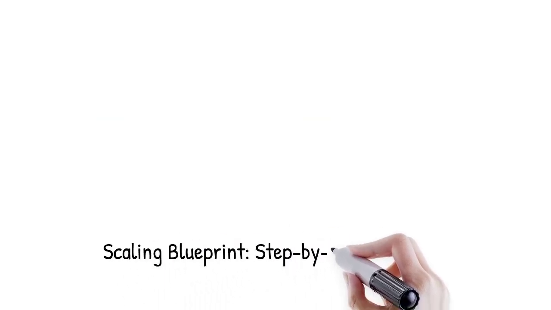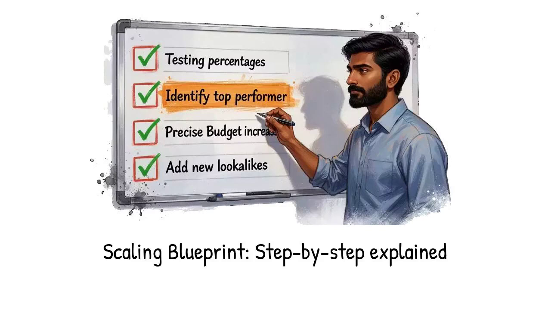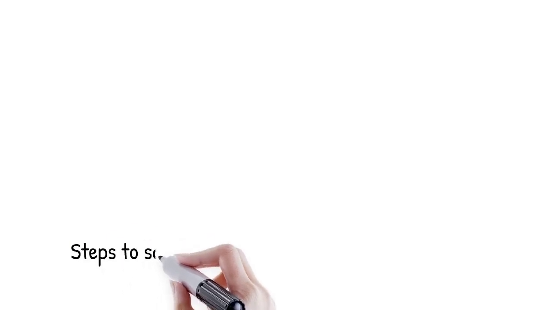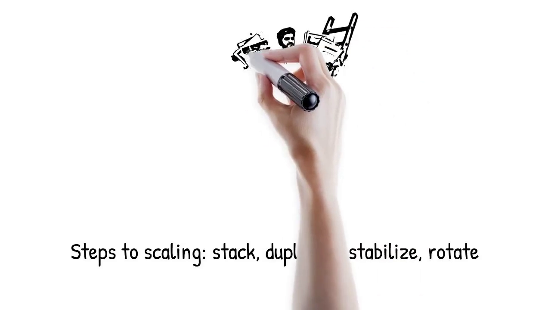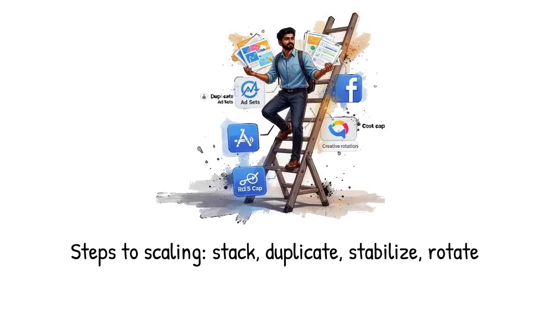6. The scaling blueprint. Step by step. Here's the exact scaling process used by top advertisers. Step 1. Test 1 to 3% lookalikes. Step 2. Identify the top performer. Step 3. Increase budget by 20 to 30%. Step 4. Add 2 to 5% lookalikes. Step 5. Stack lookalikes for broader reach. Step 6. Duplicate winning ad sets. Step 7. Introduce cost cap for stability. Step 8. Rotate creatives every 7 to 14 days. This creates a scaling ladder that grows without breaking.